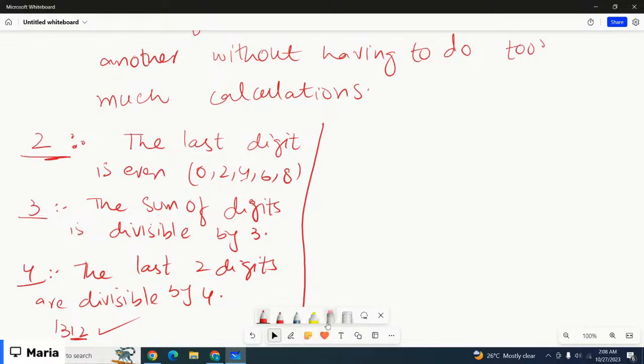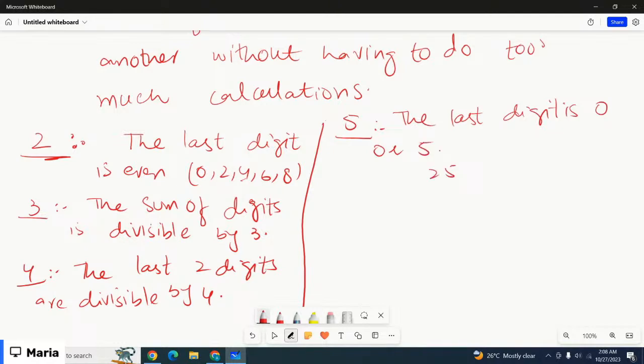Got it? Okay, the next one is the divisibility rule for 5. The divisibility rule for 5 is that the last digit is 0 or 5. For example, you have 25. Yes, 25 is divisible by 5. You have 40. The last digit 0 means it is divisible by 5.